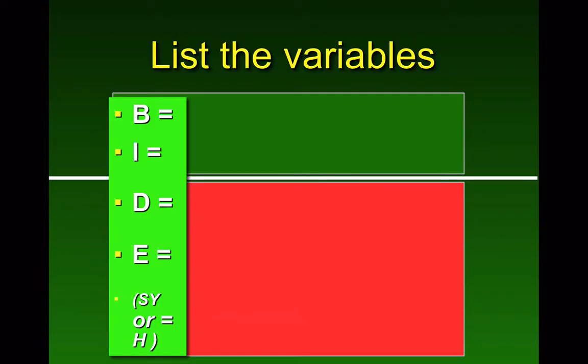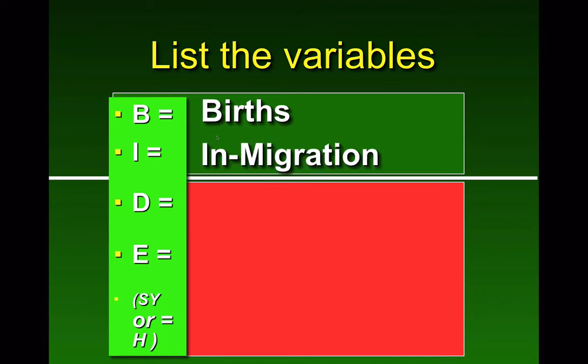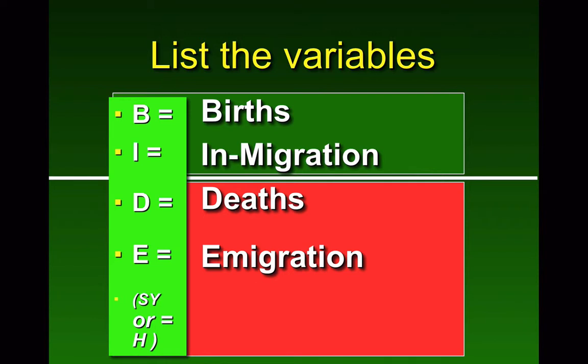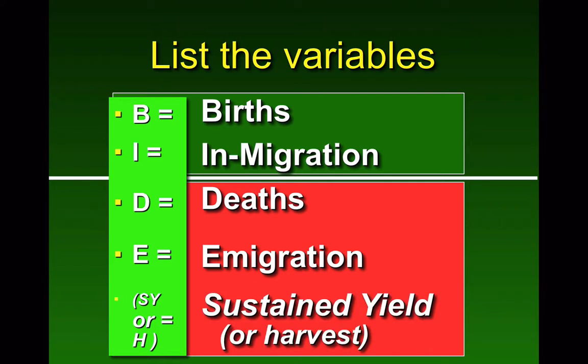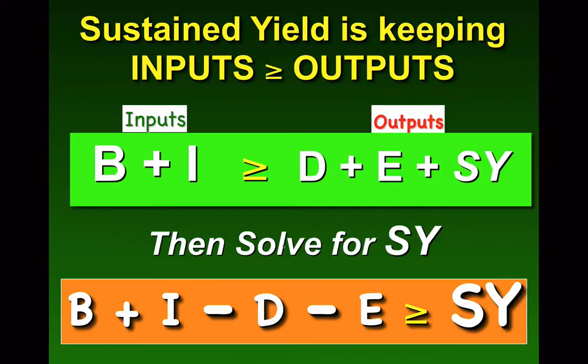Okay, so we know that inputs have to be greater than outputs. So these two are inputs above the white line, births and in-migration. Then below the line will be the outputs. These are green, these are red. So there's death and emigration and sustained yield, or the harvest. So we have three outputs and two inputs. And we know that these inputs have to be greater than the outputs. So those are in and those are out.